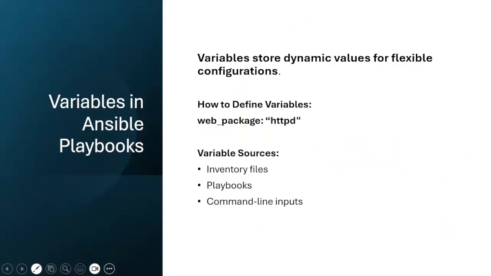Let's talk about variables. These are the key to making your playbook reusable and adaptable for different environments. Rather than hard coding values, we can define variables that can change based on the environments. For example, instead of hard coding the web server name, we will define a variable like this, web_package and the httpd, the package name. You can store this variable in different places, like inside the playbook, in an inventory file, or even pass them through the command line. Now let me show you how this works with a quick demo.